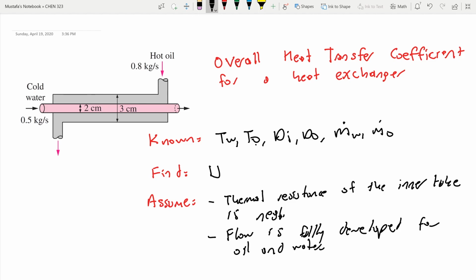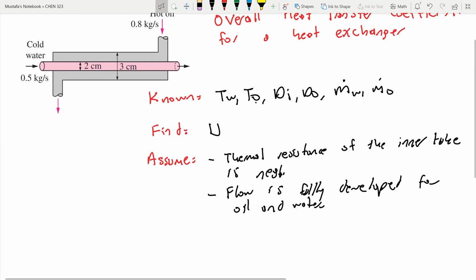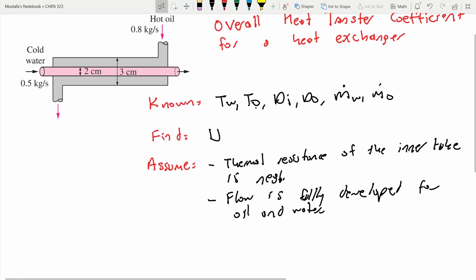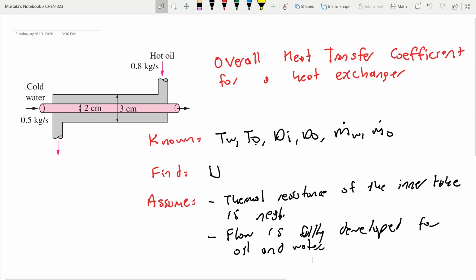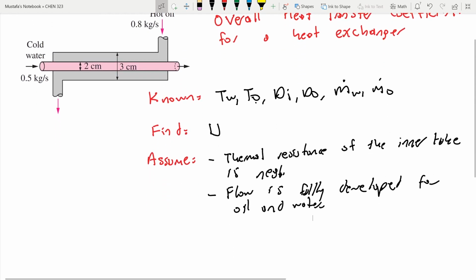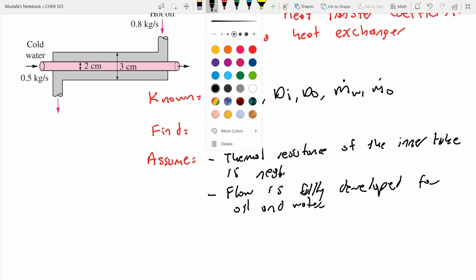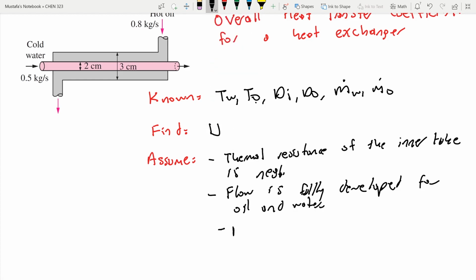Again, in chapter 8, we learn how to test this. So you have the criteria to decide if the flow is fully developed hydrodynamically or thermally. So you need to always do this calculation. In this example, we are assuming that it's fully developed, but this is not always the case. We'll also assume that the properties are constant.